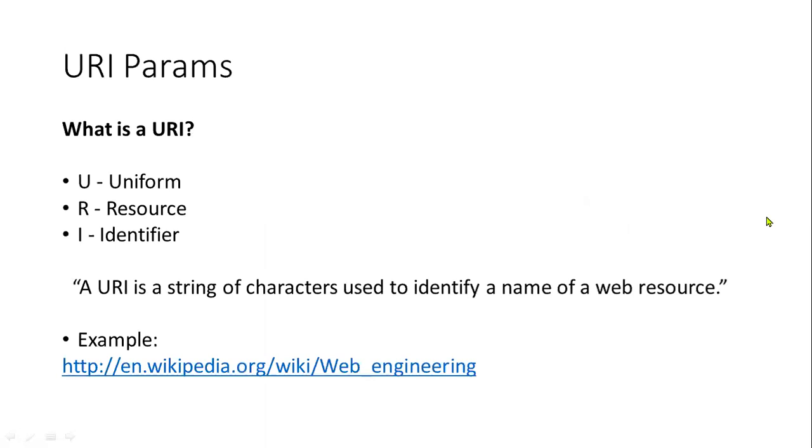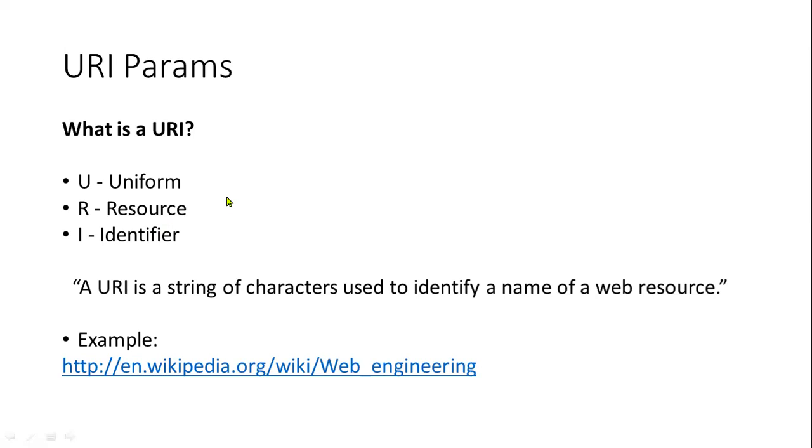URI params. What is a URI? U stands for uniform, R stands for resource, I stands for identifier. URI parameters in Spring Boot are a way to pass data or information through the URL of a web page. For example, if you have a web page that displays information about a product, you can use URI parameters to pass the product ID through the URL.